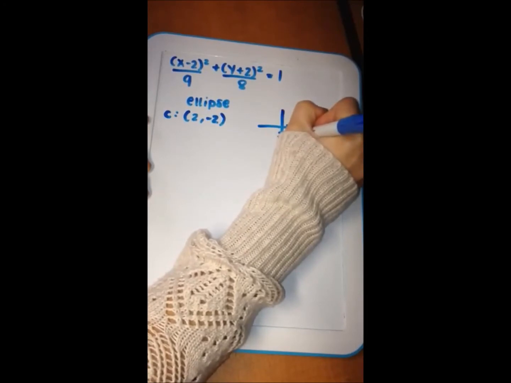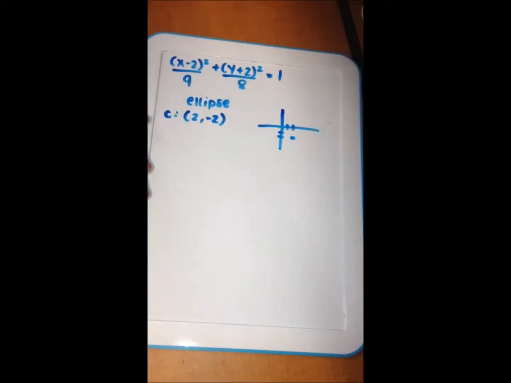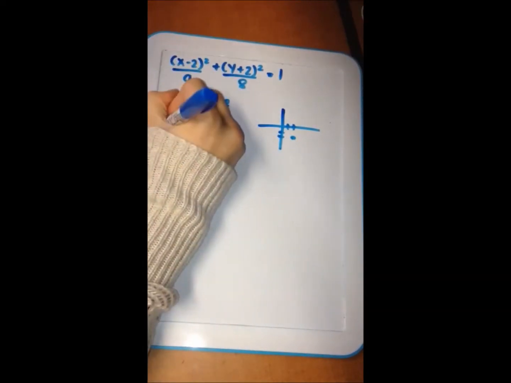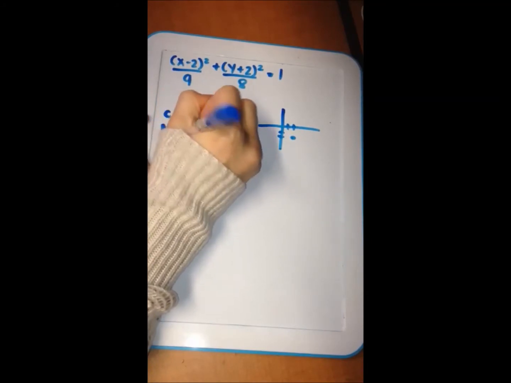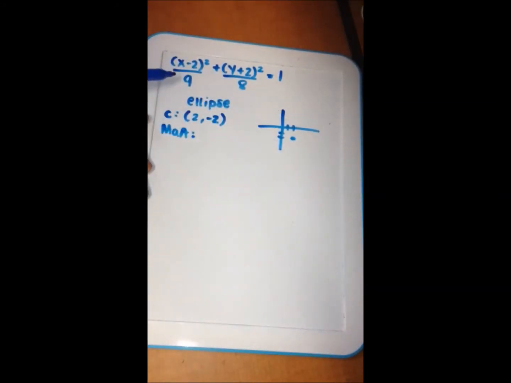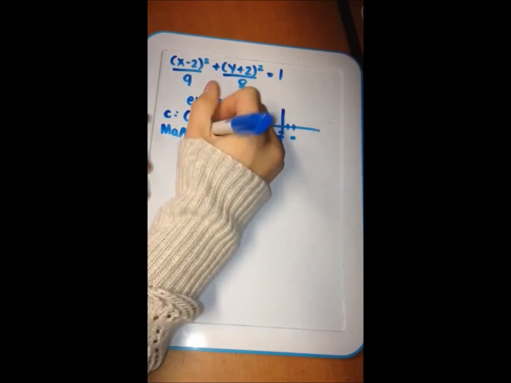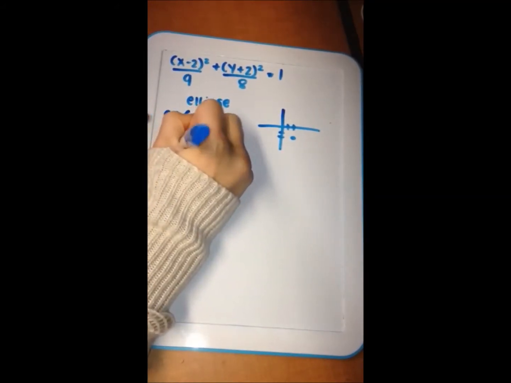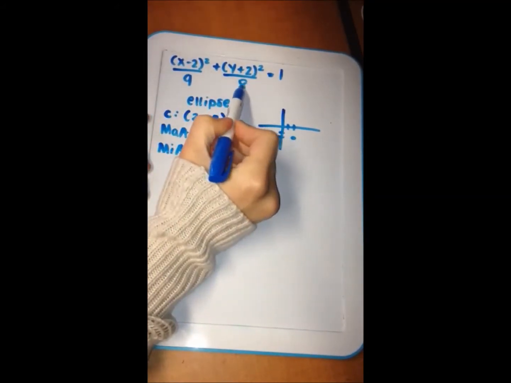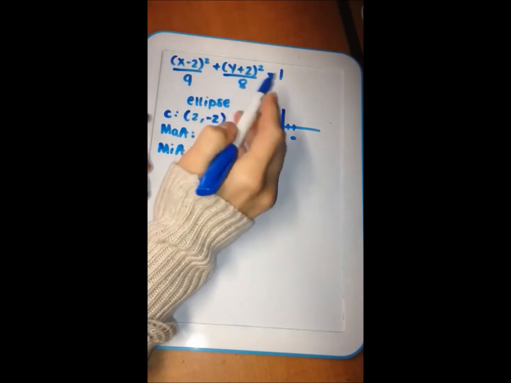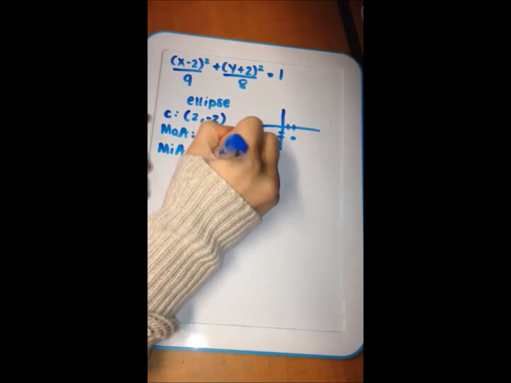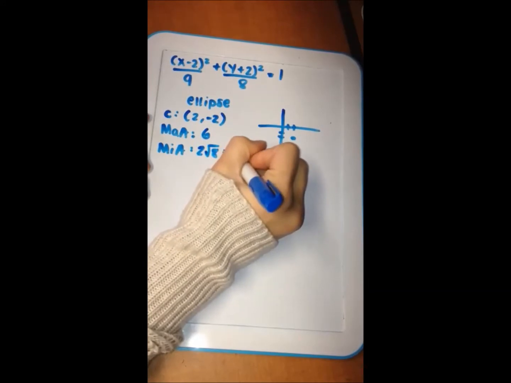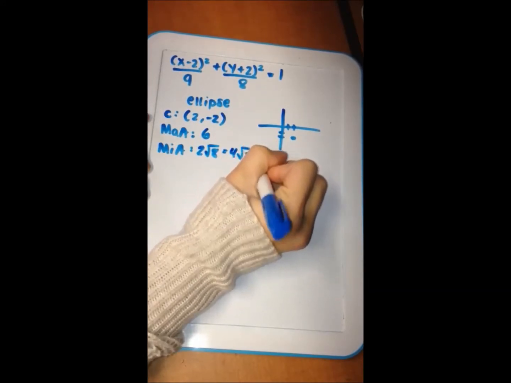(2, negative 2). And what else we can find is our major and minor axis, the lengths. And since this is our larger number, this is going to be a. And so a is 3. So 3 times 2 is 6. And for our minor axis, the square root of this is square root of 8. And 2 square root of 8 is our minor axis. Or you can also write it 4 square root of 2.